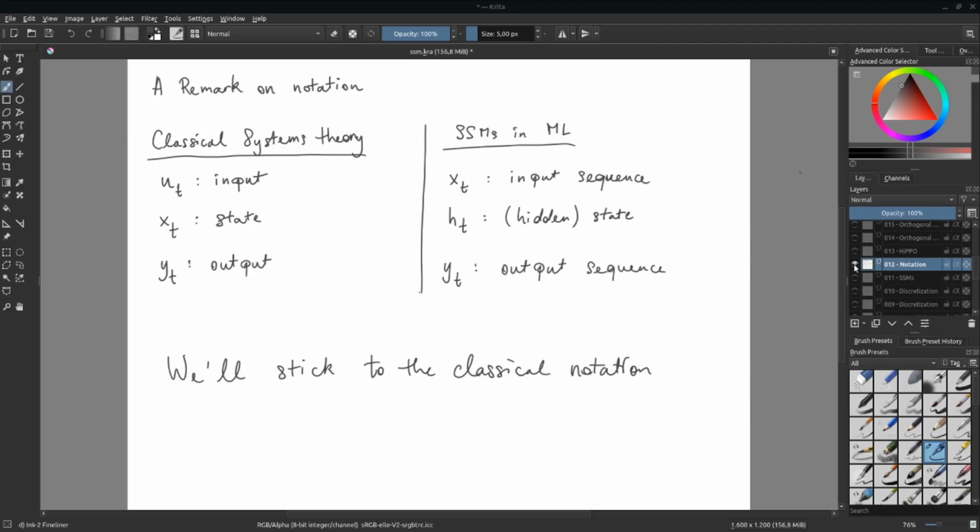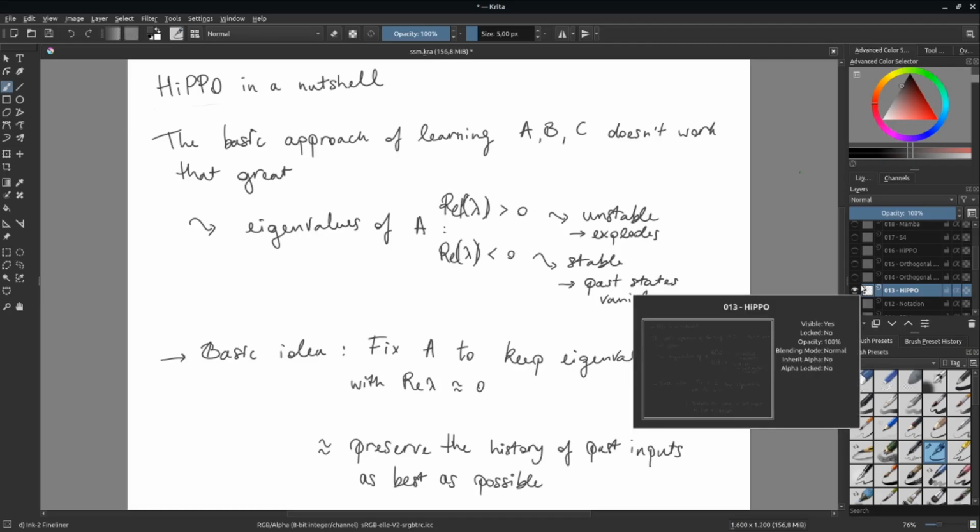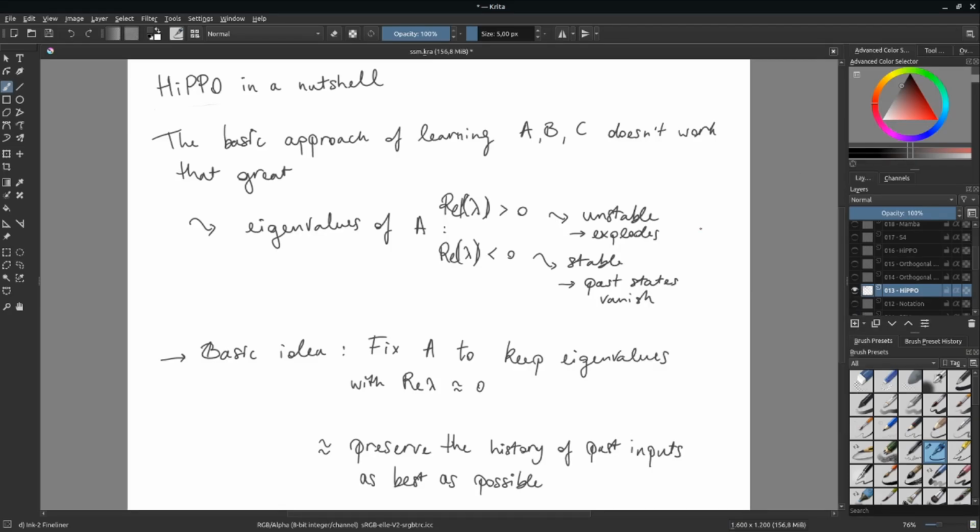Okay, so let's move on. But yeah, heuristics, as is always the case in machine learning. So this basic approach of learning an SSM, it's fine, but it doesn't work that great. At least it has a few issues, mostly related to learning this A matrix. The intuition here is that if you let your optimizer try to learn a matrix, or if you take a random initialization, you might have problems with the eigenvalues of A.